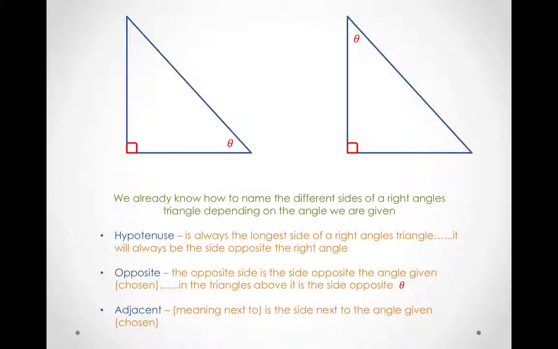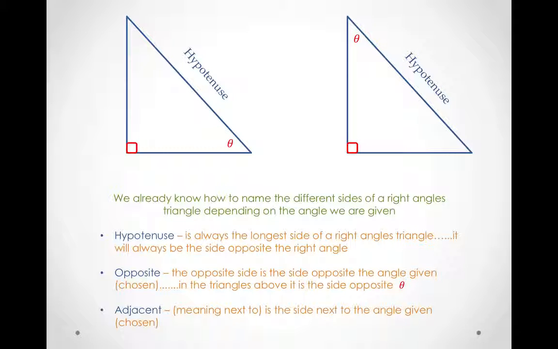We already know how to name the different sides of right-angled triangles depending on the angle that we are given. The first one is the hypotenuse. This is always the longest side of a right-angled triangle. Another way to think of it is that it will always be opposite the right angle.